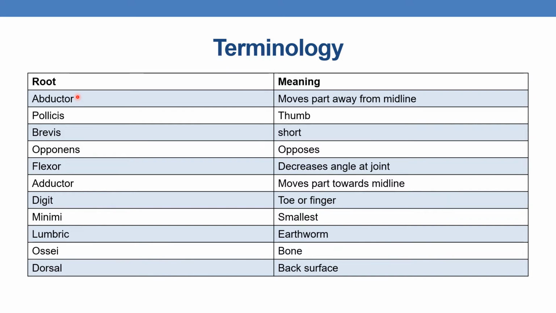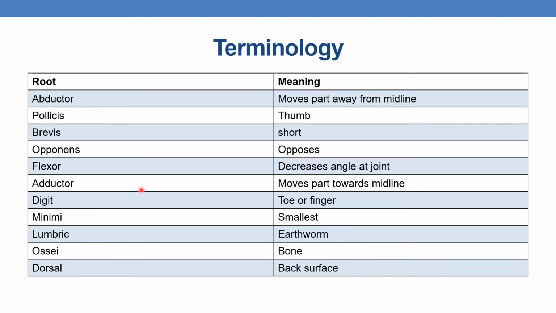First we'll discuss abductor. Abductor means moves a part away from the midline. AB means moves away. And pollicis is nothing but thumb. Thumb is also called pollicis. Brevis is nothing but short. Opponens is nothing but opposes. Flexor means decreases angle at a joint.